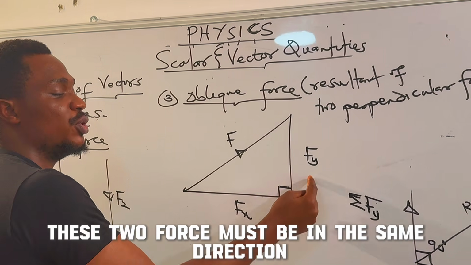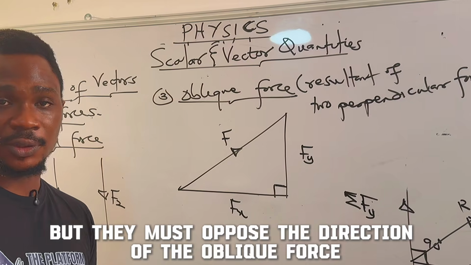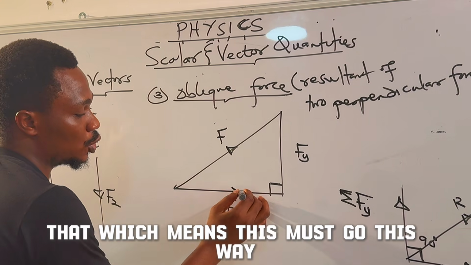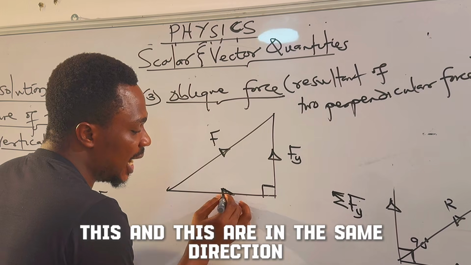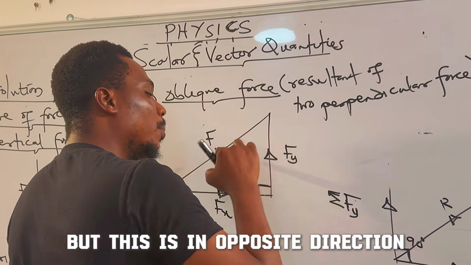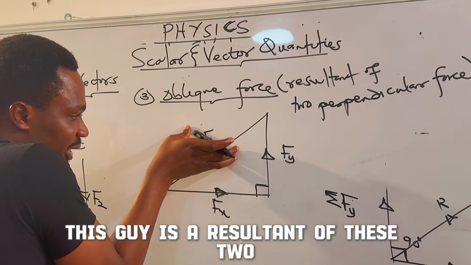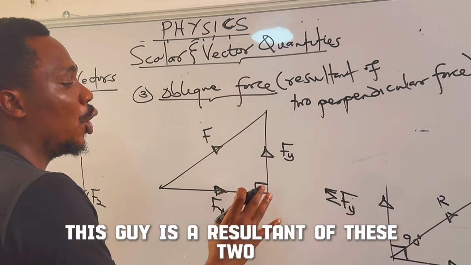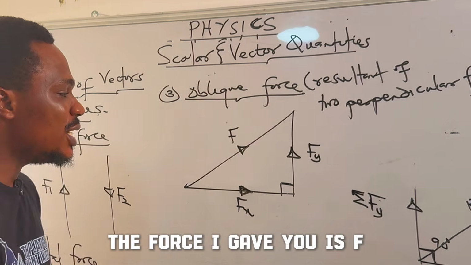Automatically, these two forces must go in the same direction, but they must oppose the direction of the oblique force. Which means this must go this way and this must go this way. This and this are in the same direction, but this is in the opposite direction, which shows that truly this is a resultant of these two perpendicular forces.